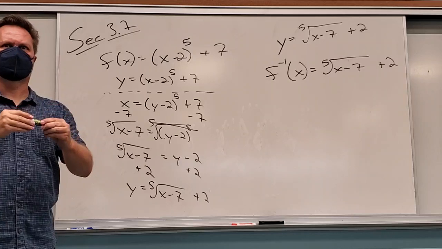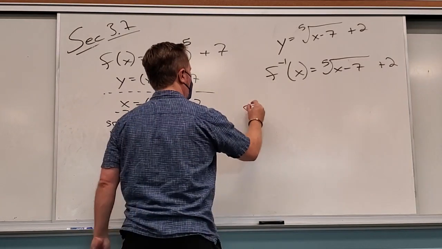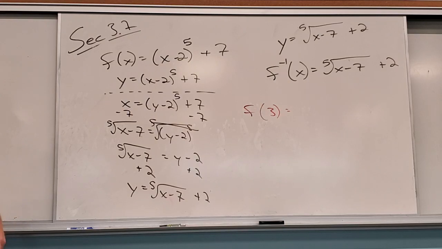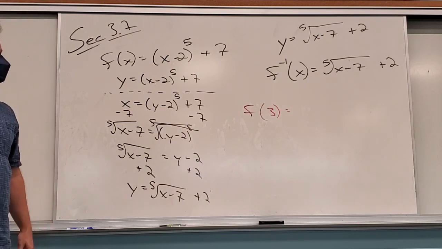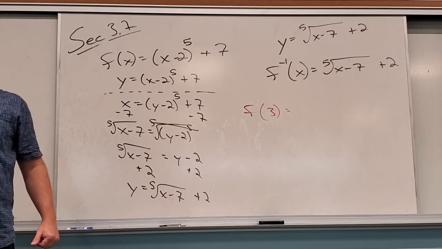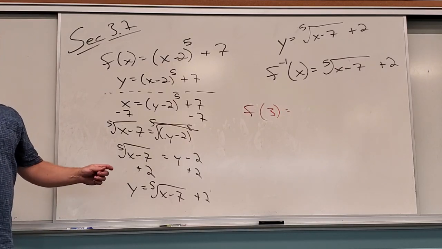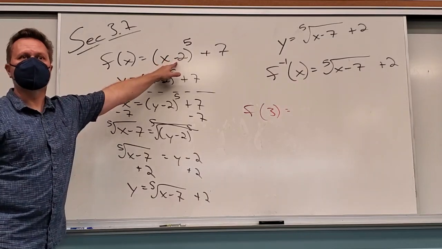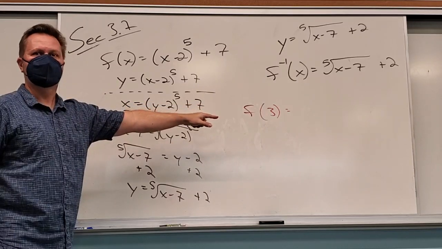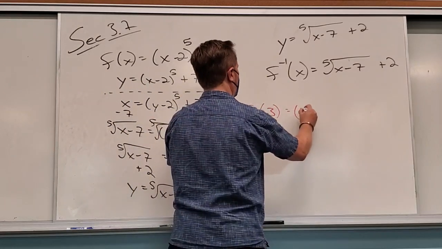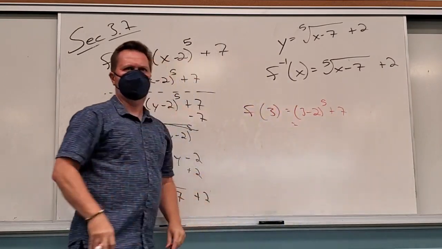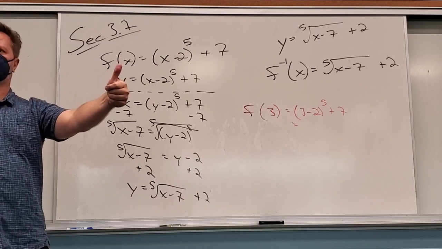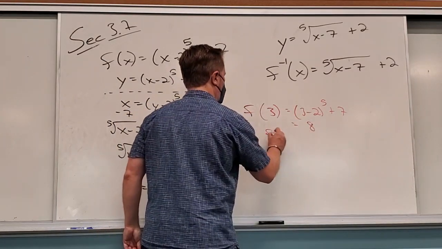So let's do a couple things with this result. Help me out. Figure out what f of 3 is. Be careful, you gotta use the right function, right? I wanna know f of 3. So what's my f function? (x minus 2) to the fifth plus 7, yes? How do I figure out f of 3? I just plug in 3. So what's 3 minus 2 to the fifth? 1 to the fifth is 1, plus 7 is 8. That's amazing. So f of 3 is 8.